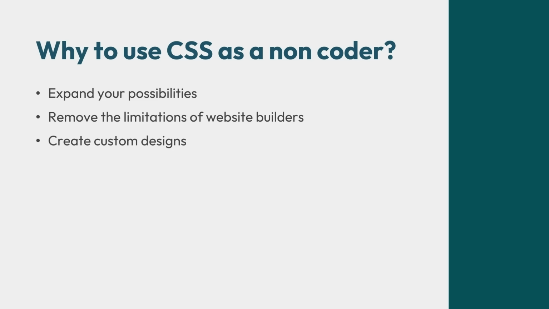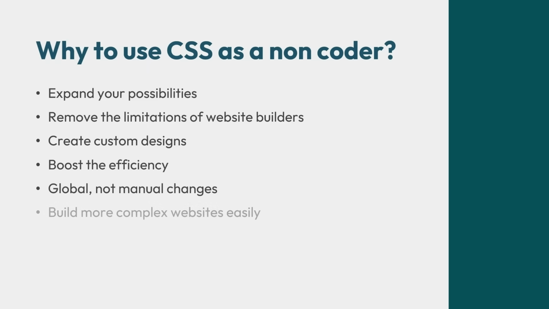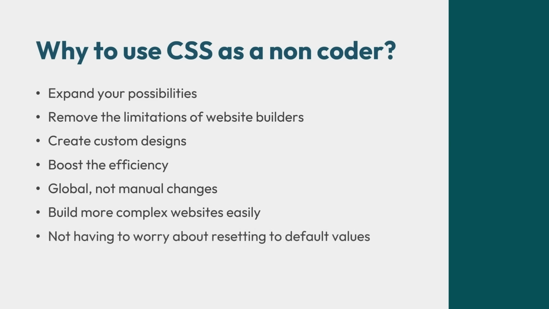With CSS, you can create custom designs. Basically, almost anything can be possible. Whatever you imagine, whatever you design, you can build it using a few lines of CSS code. And it really boosts the efficiency of your workflow because you can apply global and not manual changes throughout the whole website. This way, you can build more complex websites and very fast and easily. And you don't have to worry about resetting to default values, which means that once the theme updates or the plugins update and something changes on the website in some default values, it won't break your website because you've done all that styling and appearance separately through your CSS.